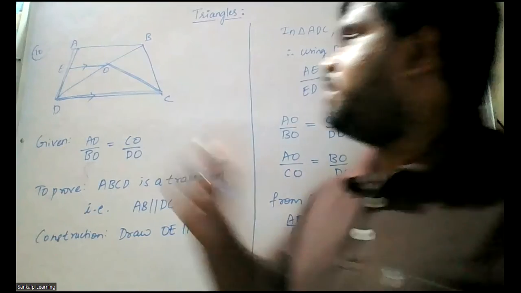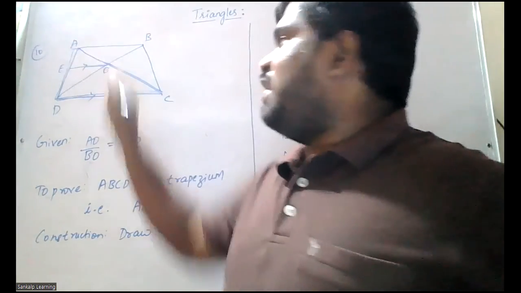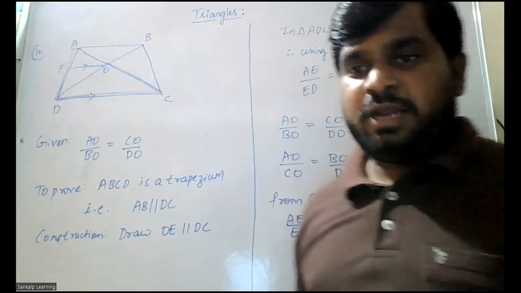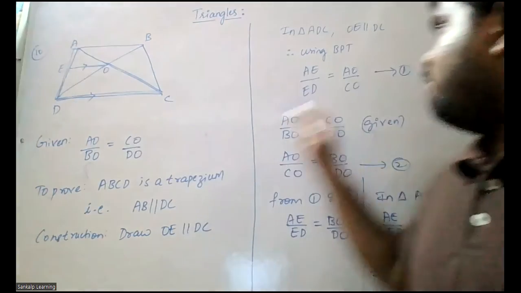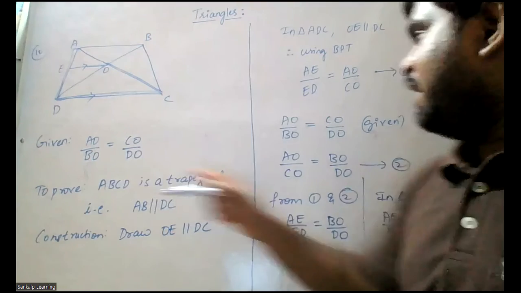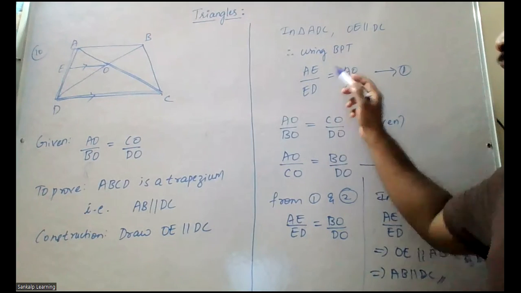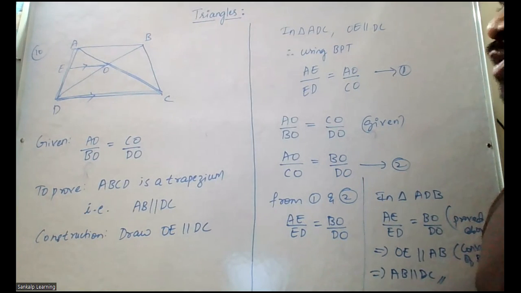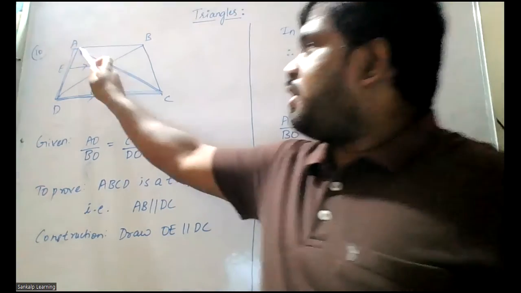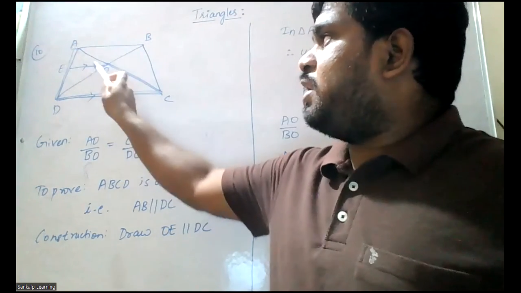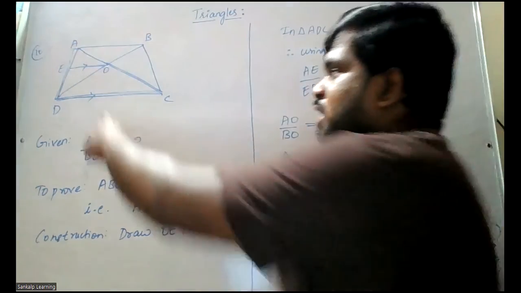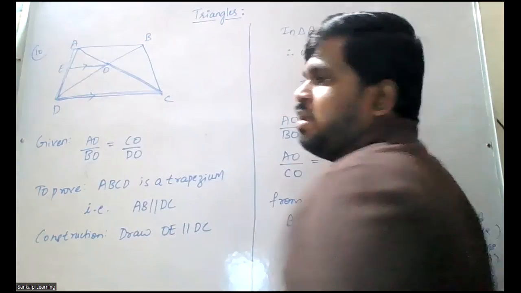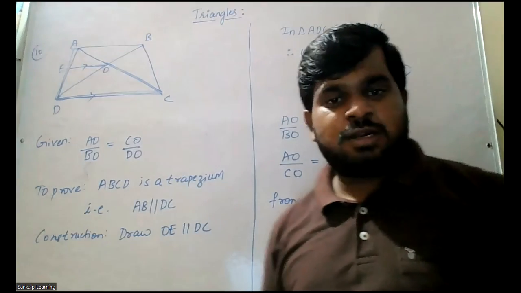Let me recapitulate it. We had a quadrilateral like this. What is the construction we made? We drew OE parallel to DC. Therefore, using BPT, we got this. From the given data, we got this. Comparing, we got AE by ED is equal to BO by DO. So the ratios are equal. Therefore, the lines are parallel. EO is parallel to this, and EO is also parallel to AB. Therefore, these two become parallel, which implies that it is a trapezium.